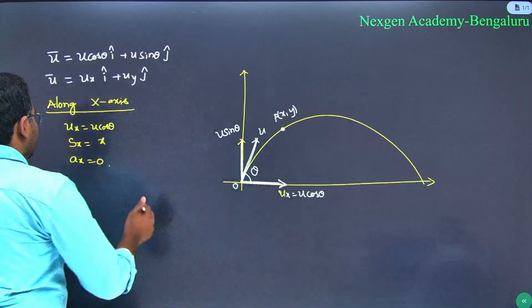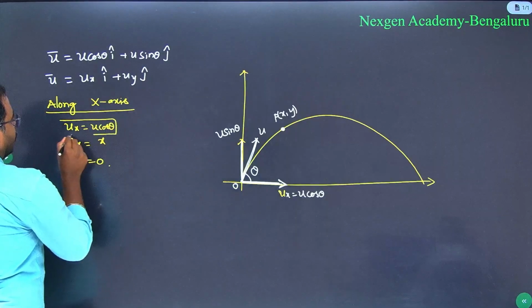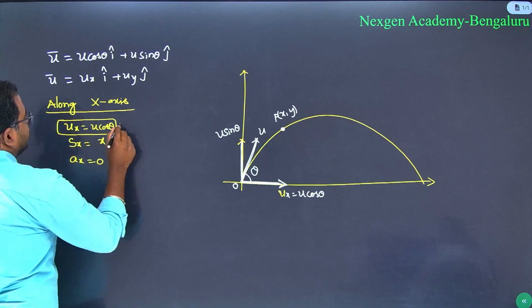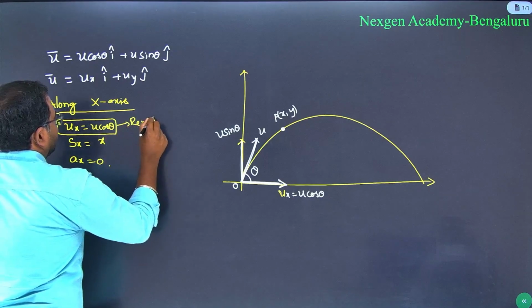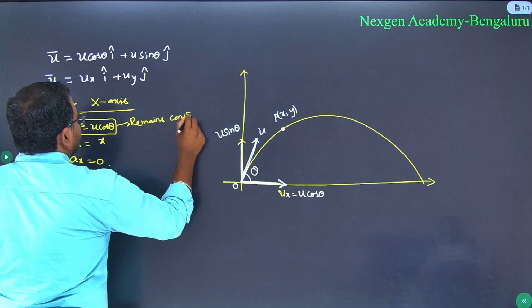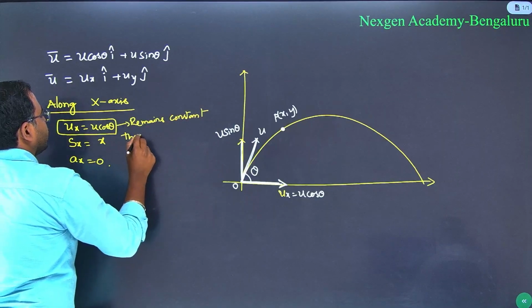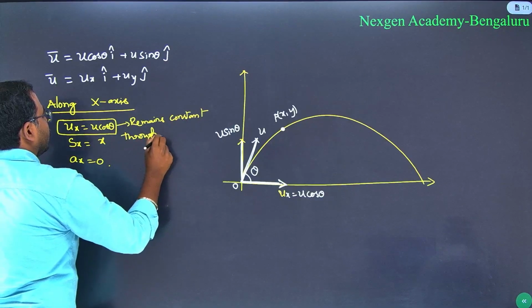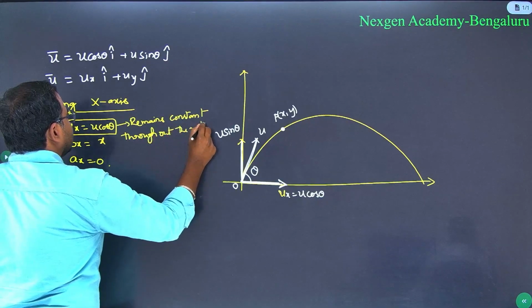So here ux is equal to u cos theta, the horizontal component, remains constant throughout the motion because there is no acceleration, throughout the motion of the projectile.